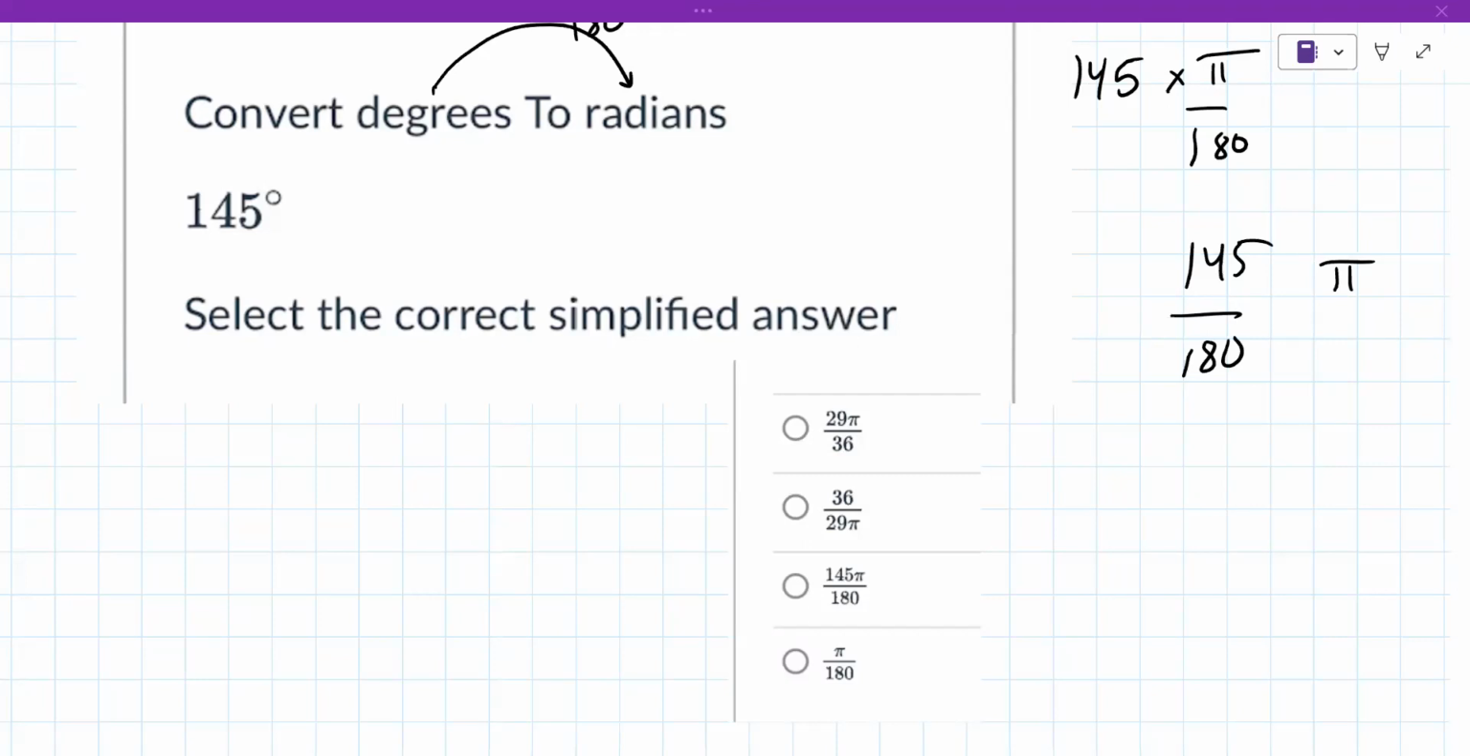It is A. Yep. All right. It looks like the next question is to go the other direction.